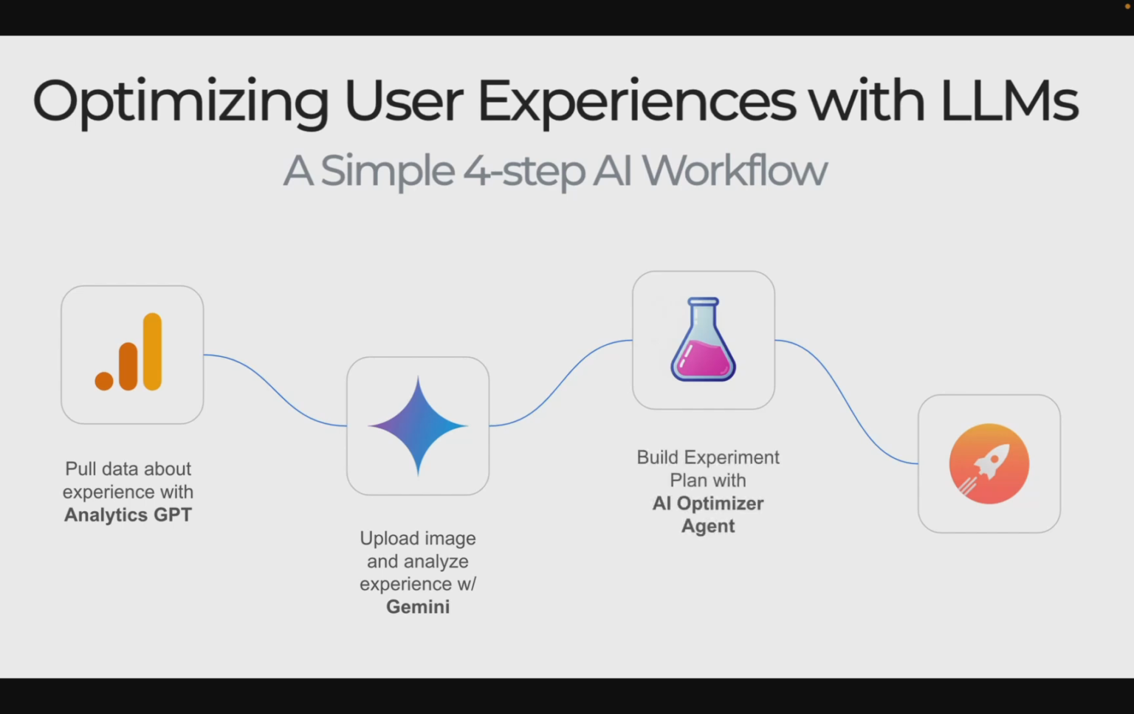After that, we'll align on an idea to test, and I'll ask the optimization agent to help me build an experiment plan complete with a hypothesis to test and hold these ideas accountable. And then I'll make those changes, launch the test into market, and measure the results.